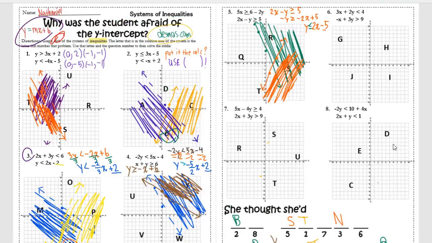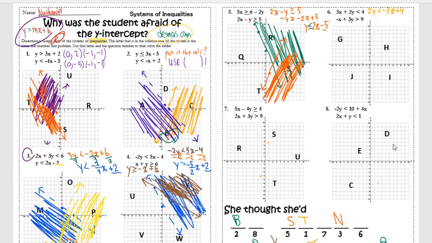Okay. So for number 6, we have 3x plus 2y is less than 4, and we want it in slope-intercept form. So our first step is to subtract 3x from both sides because the 3x is added to 2y. The opposite of addition is subtraction. So we have 2y is less than negative 3x plus 4.